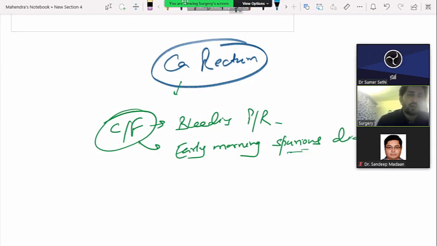Okay, so because of the overnight collection of the mucus, the patient passes it in the morning. Also, there is a clinical feature where the patient feels a constant urge to defecate.